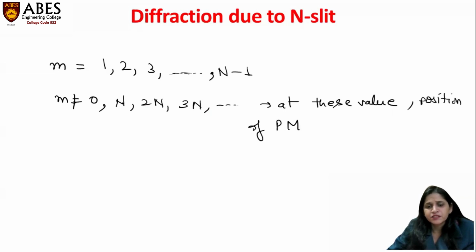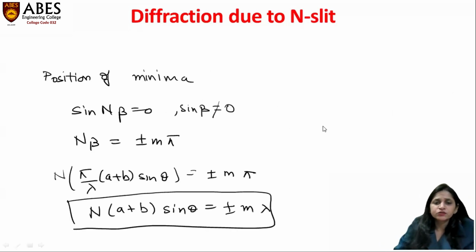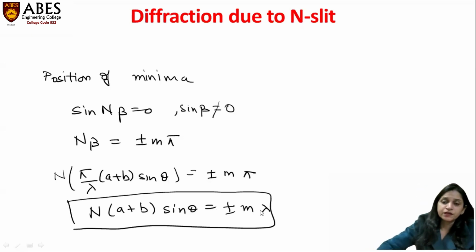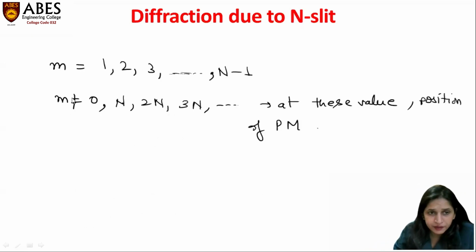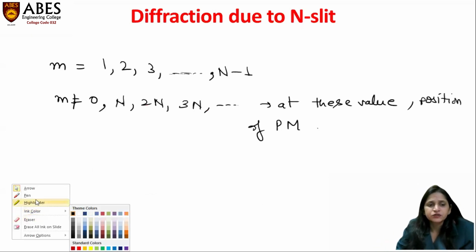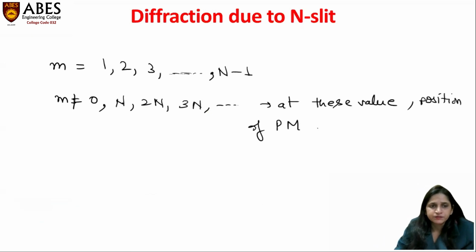Okay, position of principal maxima. You can keep the values in this equation. If we keep m equals to 0, we are going to get the theta 0 position of principal maxima. M is equals to n, then again AB sine theta is equals to lambda. We are going to get the position of principal maxima similarly for 2n and 3n. So the value of m cannot be 0, n, 2n or 3n, but it can be 1, 2, 3 and so on. So this we need to take care.